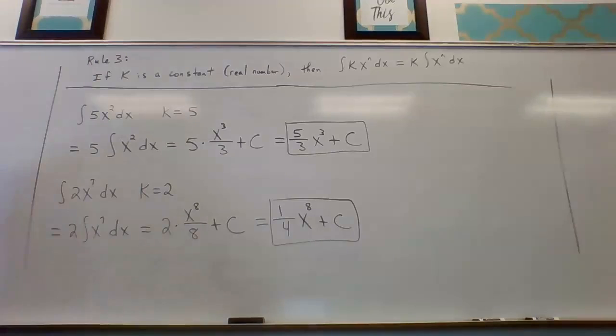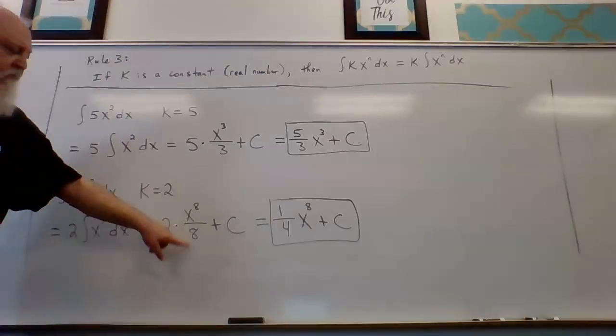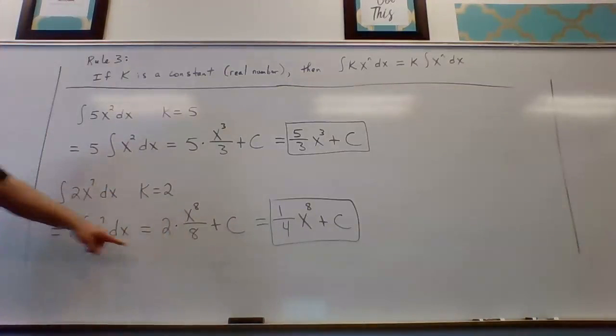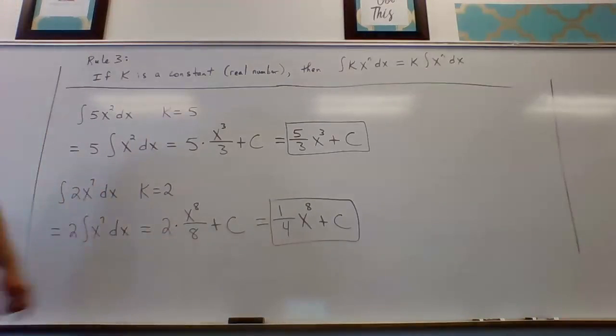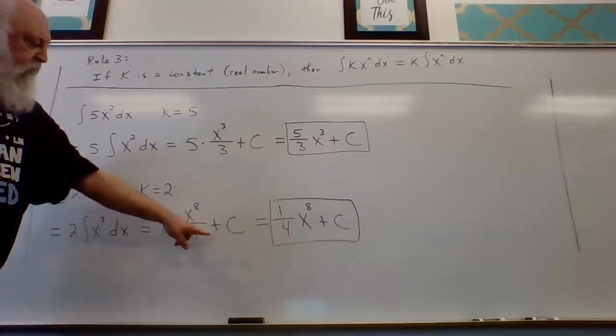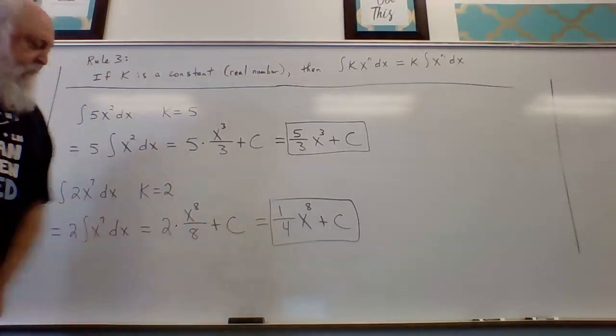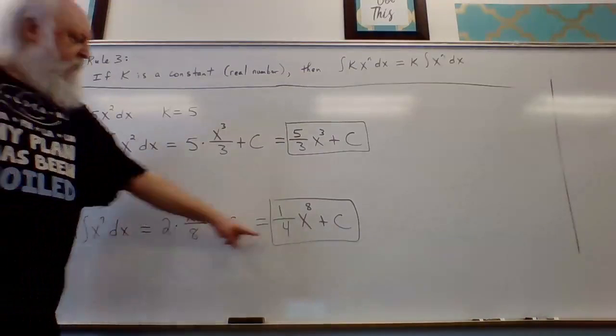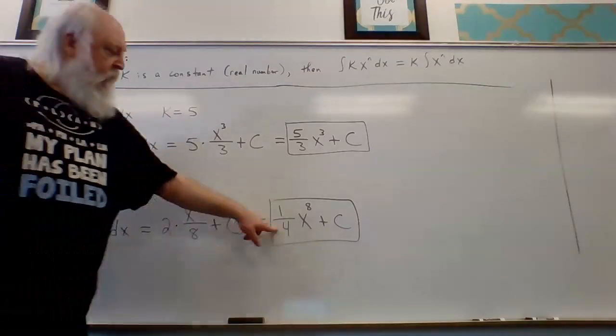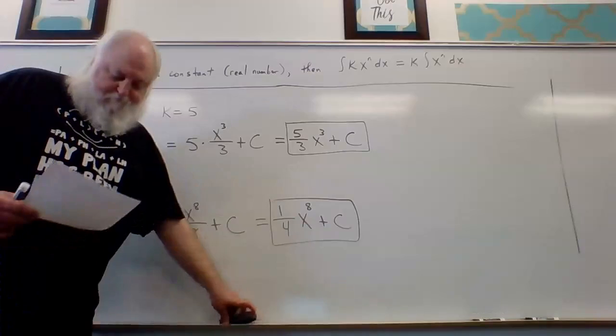In the second example, we've got to find the antiderivative of 2x to the 7th power. So 2 is a multiplicative constant. It can be pulled out in front of the integral sign. So this is equal to 2 times the antiderivative of x to the 7th with respect to x. Well, the antiderivative of x to the 7th is x to the 8th over 8. Right? You add 1 to the exponent, divide by the new exponent. And so we have 2 times x to the 8th over 8 plus the arbitrary constant c. And 2 over 8 simplifies to 1/4. So this simplifies to 1/4 times x to the 8th plus c.